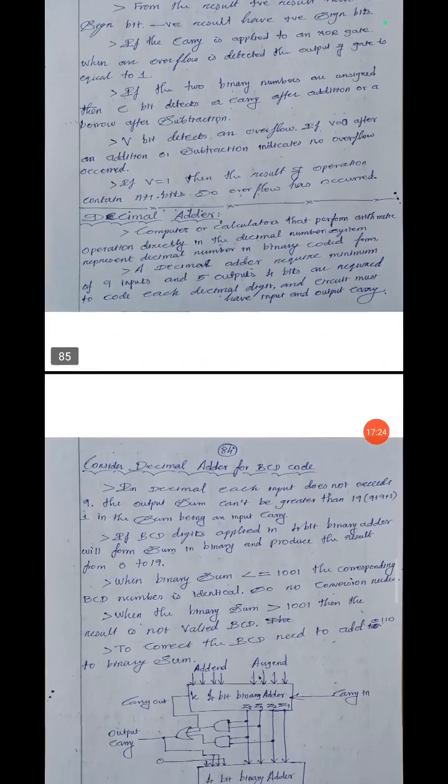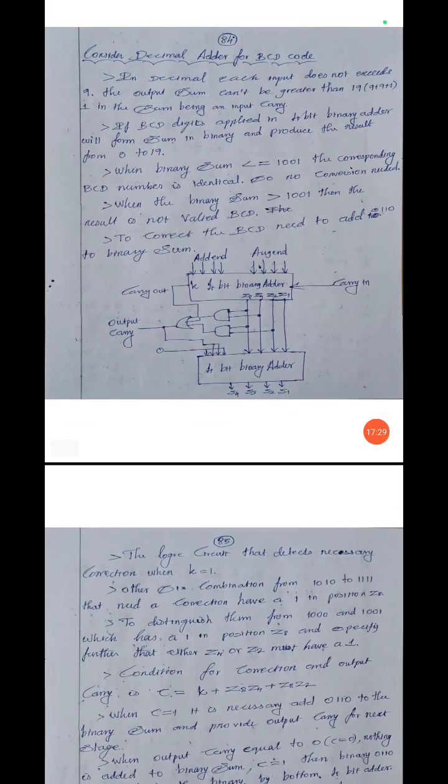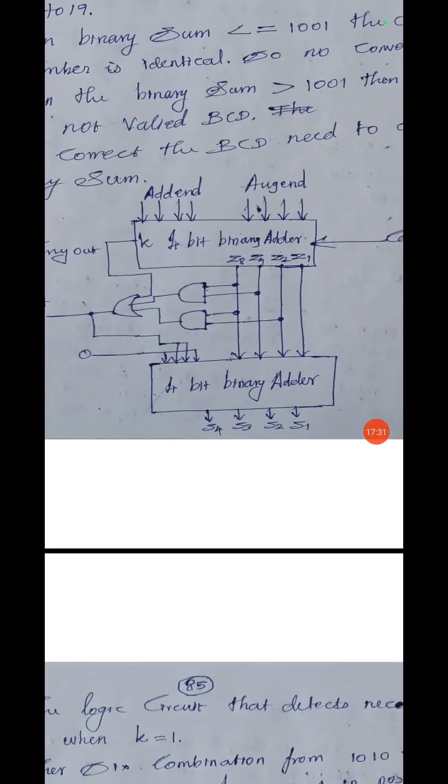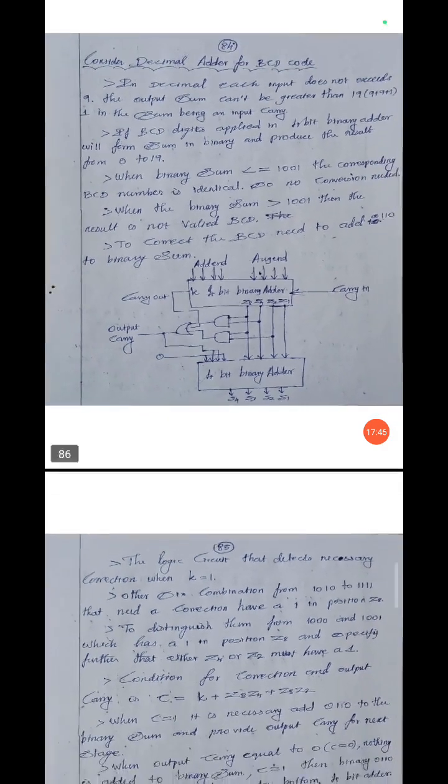Then decimal adder and BCD adder. This is a BCD adder circuit diagram. Actually, BCD adder is made by 4 full adders, okay, and a 4-bit binary adder. So this circuit is very important. If you know this circuit, you can explain the operation by using that circuit. Okay, read the text, then you will understand.